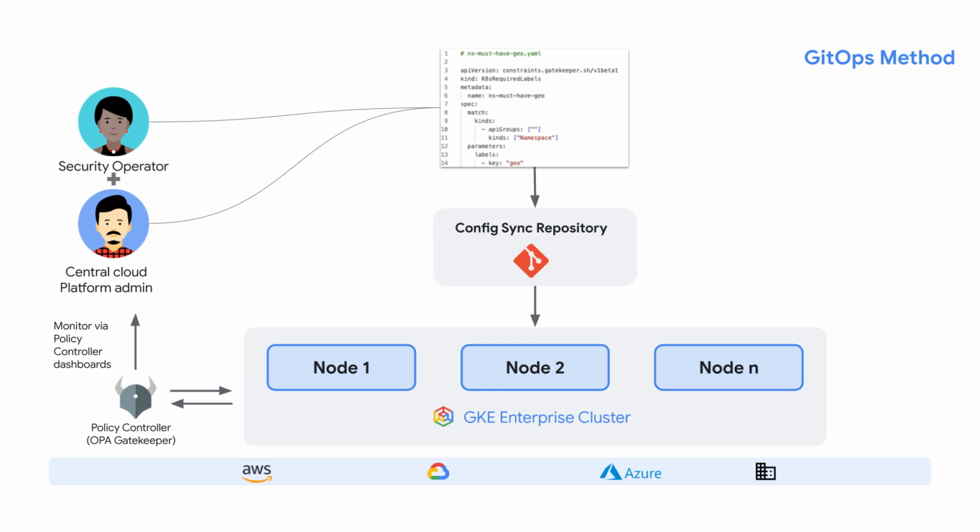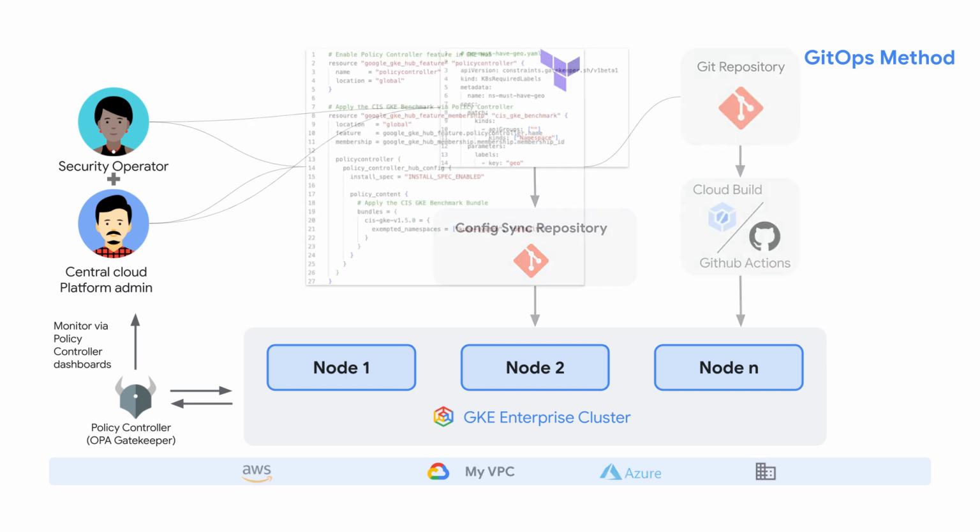So now our security operators and cloud admins can collaborate on policy bundles or individual policies that meet the organization's standards, and push these changes to a Git repository that is managed by Config Sync. Config Sync can then reconcile these policy changes to your fleet, which may consist of GKE clusters deployed across a hybrid or multi-cloud environment. Config Sync is beyond the scope of this video, but I have an alternative for you as well.